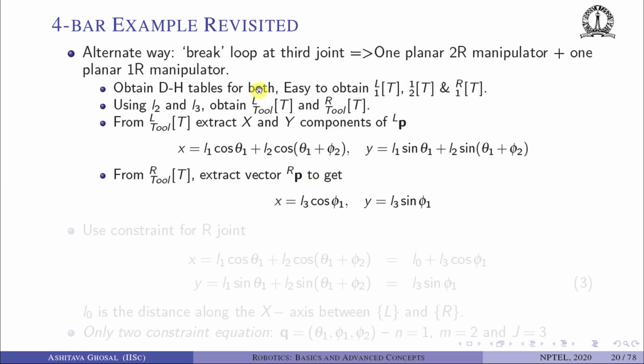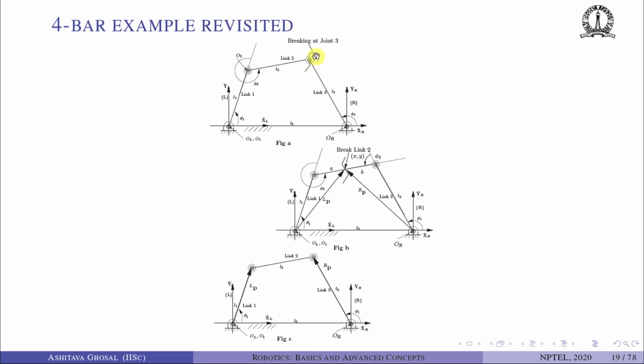First, we break the loop at the third joint, which is case 1. So I have a planar 2R manipulator and one planar 1R manipulator. We can again obtain the DH table for both. It's very easy to obtain L to 1, 1 to 2 and R to 1. Using L2 and L3, we obtain the L tool transformation matrix and the R tool transformation matrix. From L tool, extract the X and Y components of this point.